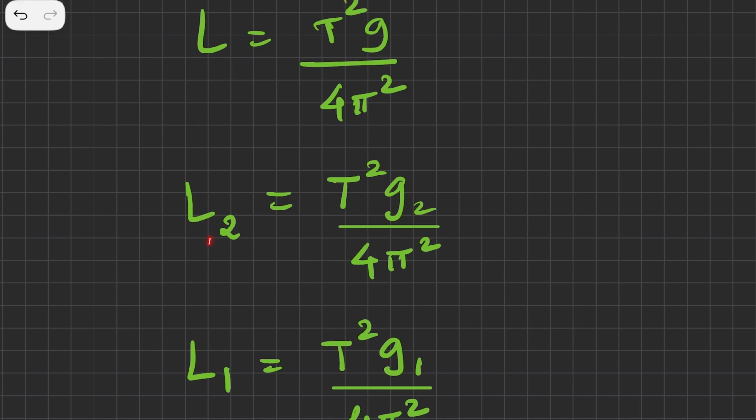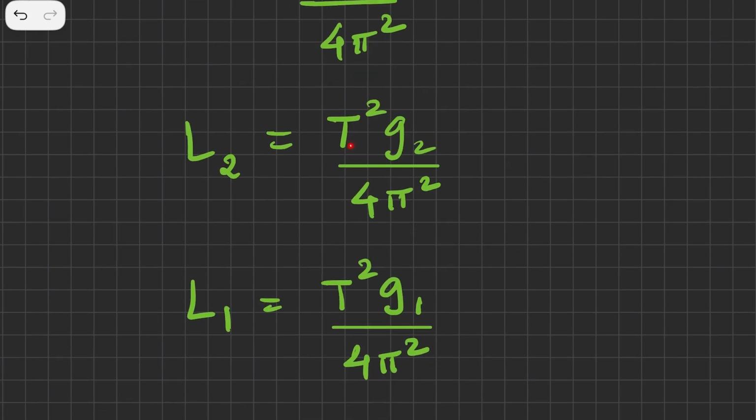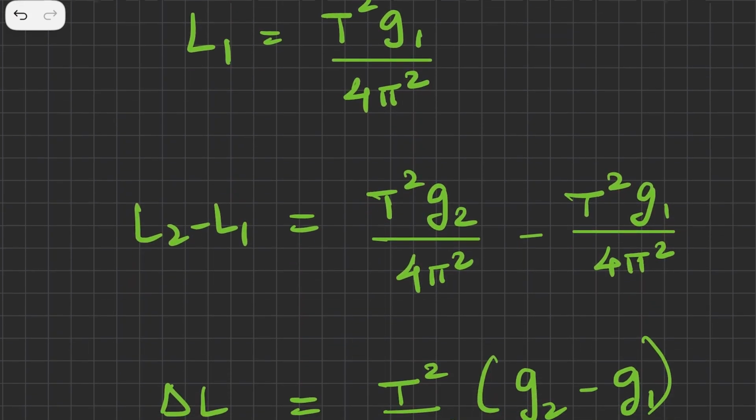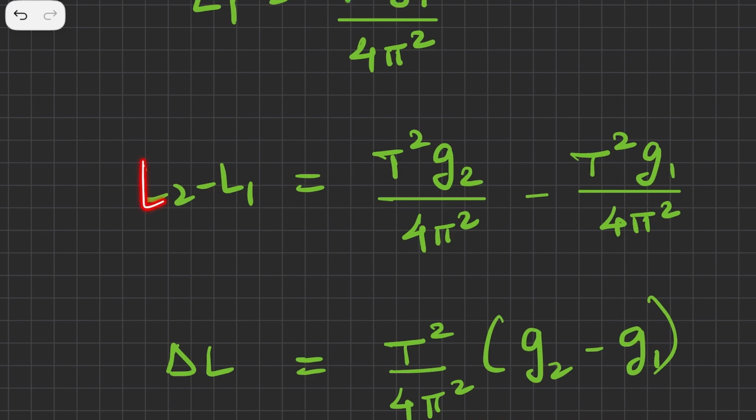So I'll say L2 is equal to T square g2 upon 4 pi square. Now you'll say, why is it not 2 in place of T? Because it's a seconds pendulum, and in a seconds pendulum the time period is 2 seconds, which is same for both the conditions. So because T is same, I have not put 1 and 2 in these cases. However, g is changing, so g1 and g2, 4 pi square as it is, and L2 and L1 are changed.